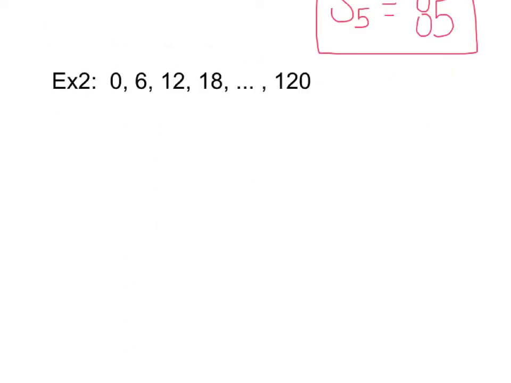Okay, looking at the second example, you can see that we have some terms that are missing where those dots are. So the first thing we're going to do is write it as a series, which would be 0 plus 6 plus 12 plus 18, and then plus dot dot dot plus 120. Okay, so we have a problem with this one. We need to figure out how many terms we have, but because some are missing, we're going to have to use our explicit formula.